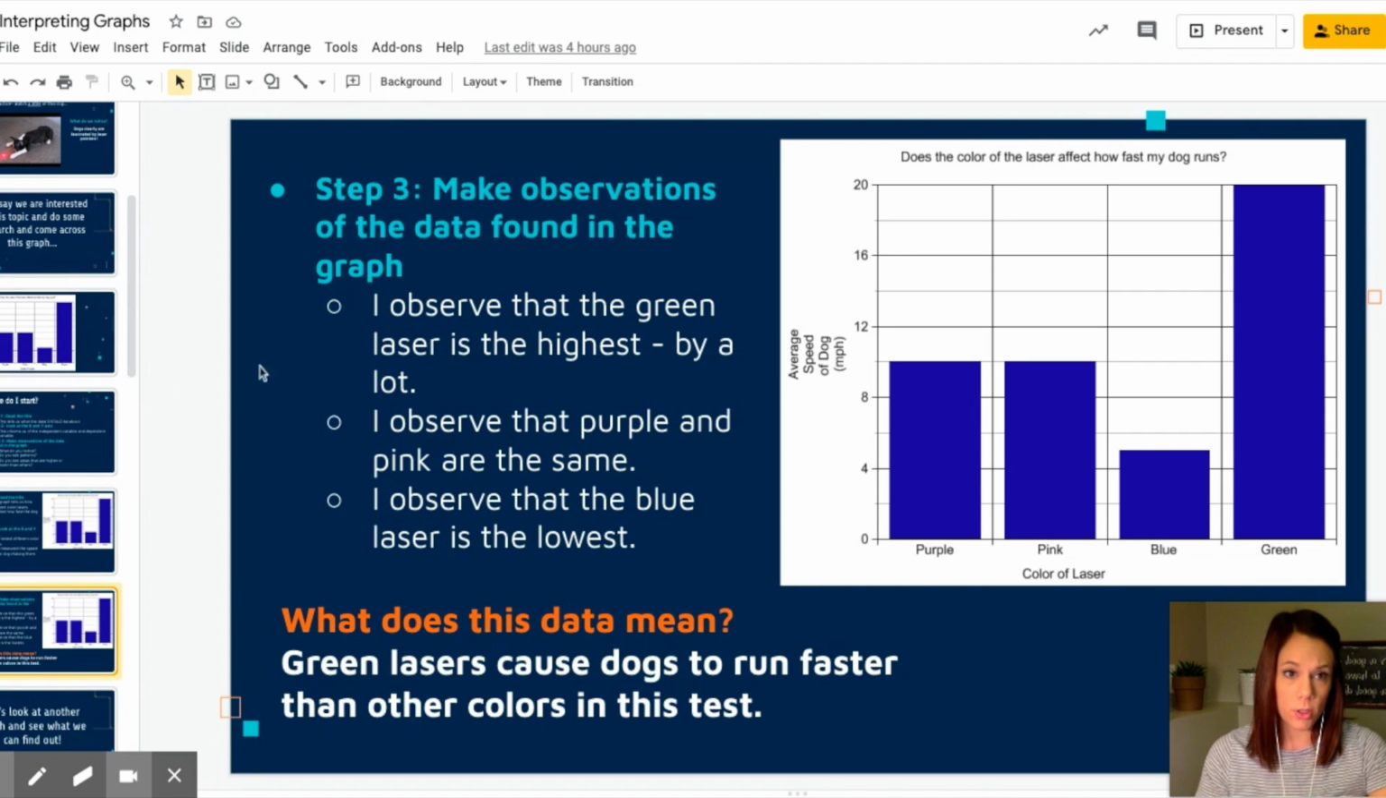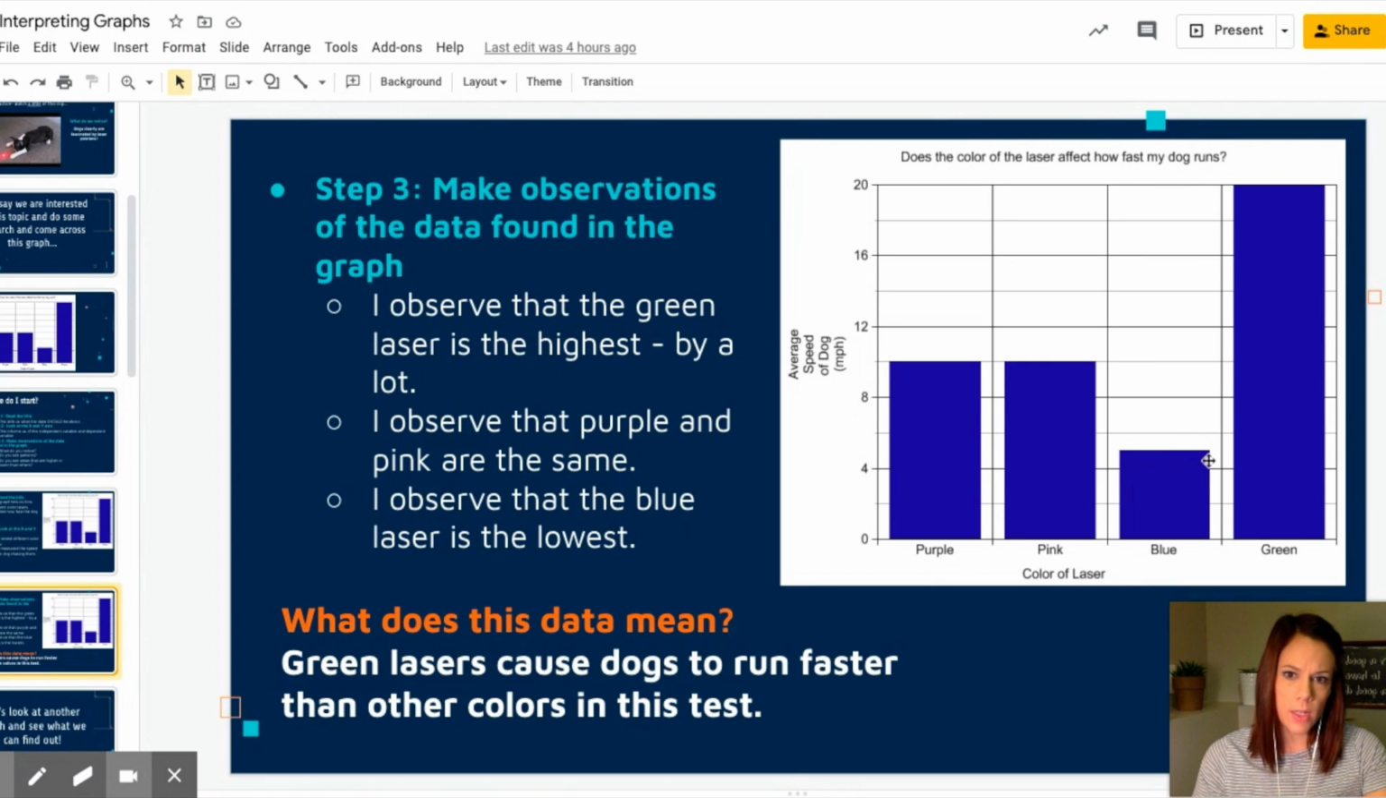Again, the third step is to start making some observations. So I observe when I look at this graph, and you probably should too, first off, I notice it's a bar graph. My bars are blue, but I observe right away that the green laser has the highest speed of 20 miles per hour. I also observe that purple and pink have the same speed of, is that 10 maybe miles per hour? I also observe that blue is the lowest.